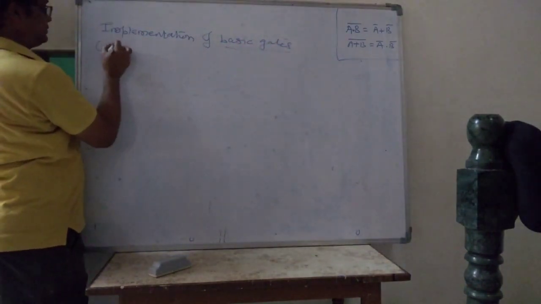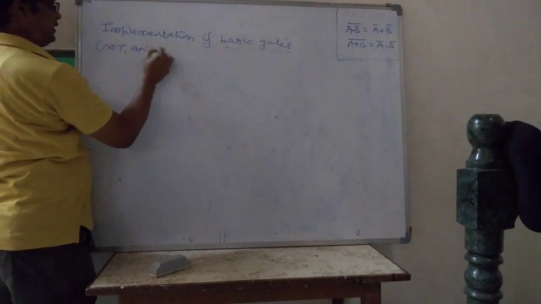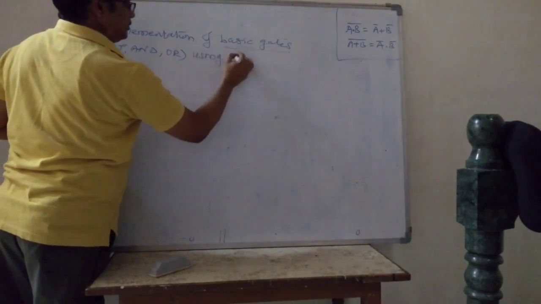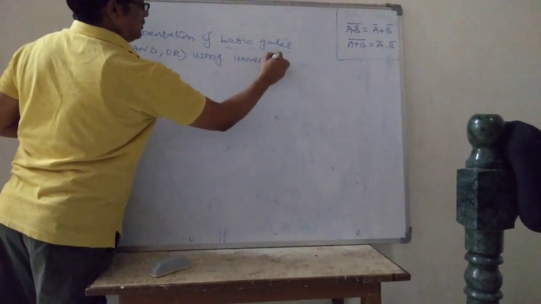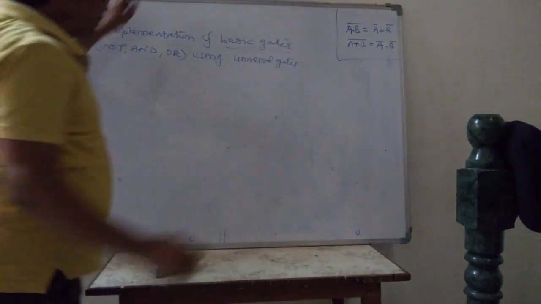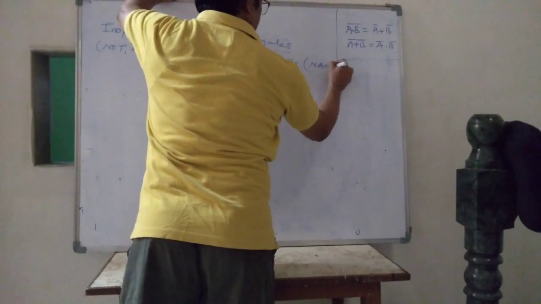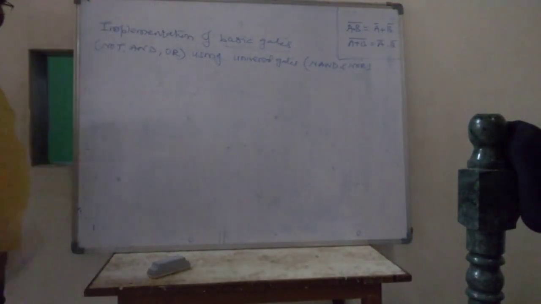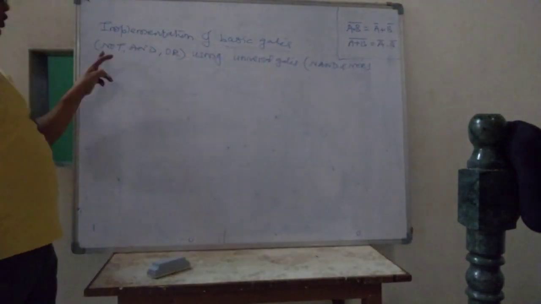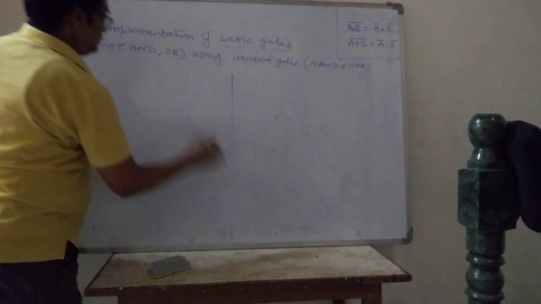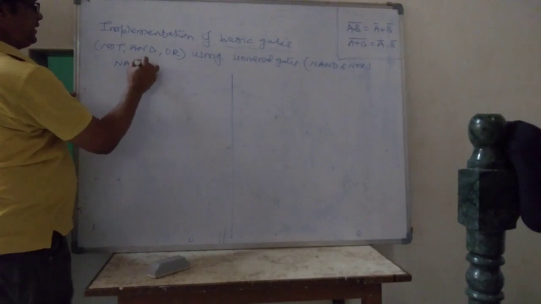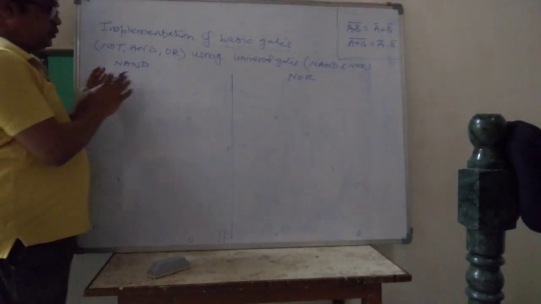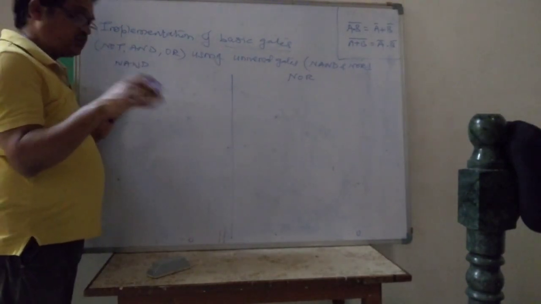Which are basic gates? NOT, AND, and OR, using universal gates. Which are universal gates? NAND and NOR. Using these two gates, we will form these three gates. On this side we use NAND gates, and on this side NOR gates. You have to use only NAND gates to obtain the output of the gates.